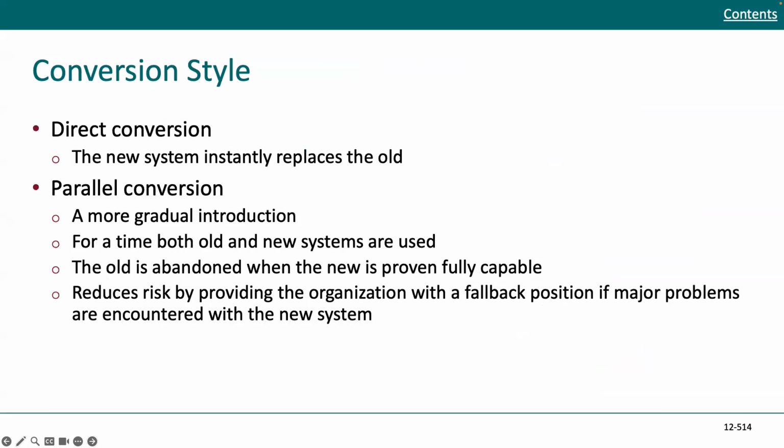So in terms of conversion styles, there's a direct conversion where the new system instantly replaces the old. Another possibility is a parallel conversion where there's a more gradual introduction. For a time, both the old and the new systems are used. The old is abandoned when the new is proven fully capable. This reduces risk by providing the organization with a fallback position if many problems are encountered with the new system.